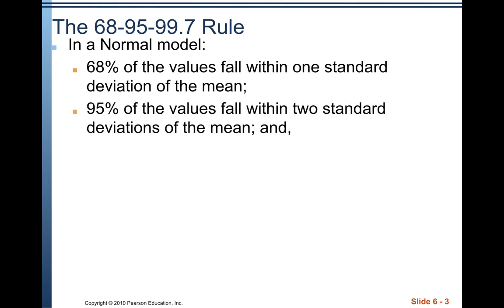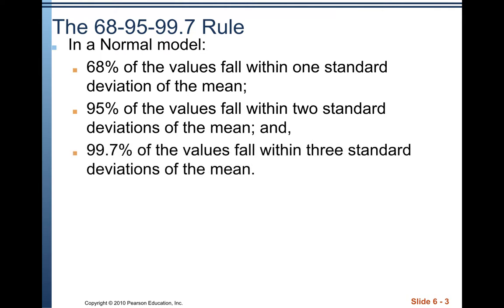Okay. The 95 stands for 95%. So about 95% of the data is going to be within two standard deviations of the mean. And you could probably guess what the next number is for. All right, approximately 99.7% of the values will fall within three standard deviations of the mean. So that's kind of a general rule of thumb when it comes to normal distribution or normal models.